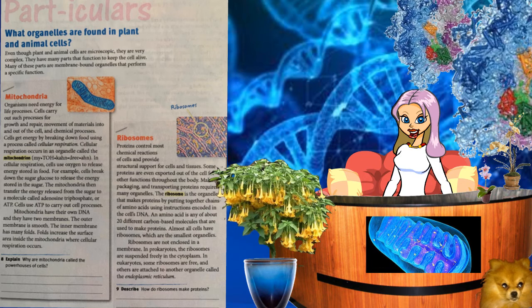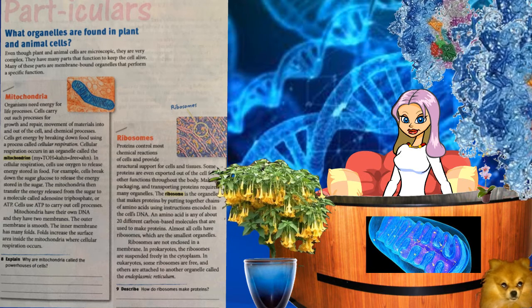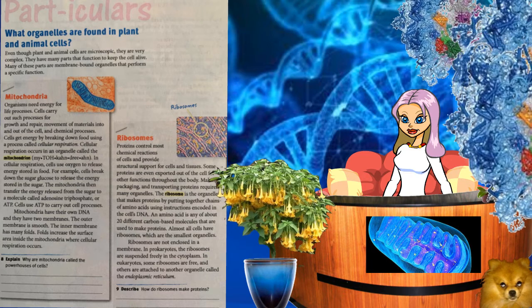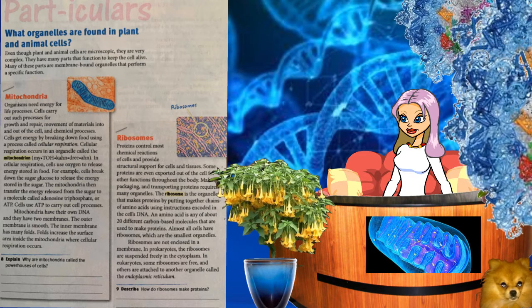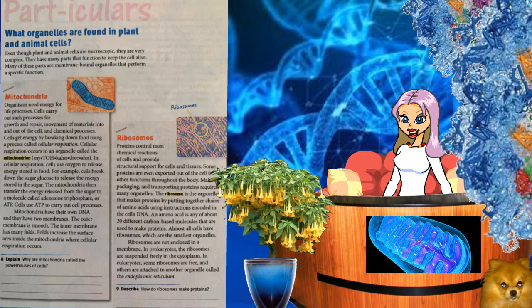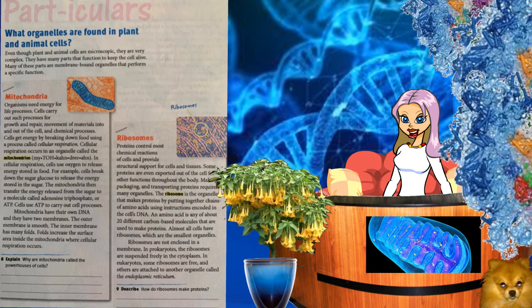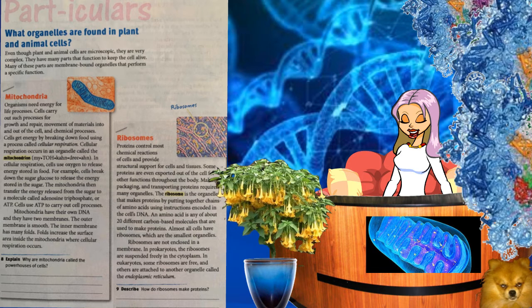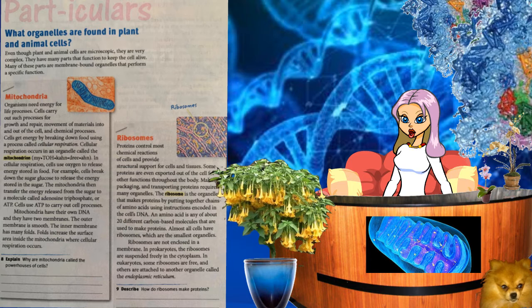Almost all cells have ribosomes, which are the smallest organelle. Ribosomes are not enclosed in a membrane. In prokaryotes, the ribosomes are suspended freely in the cytoplasm. In eukaryotes, some ribosomes are free and others are attached to another organelle called the endoplasmic reticulum.